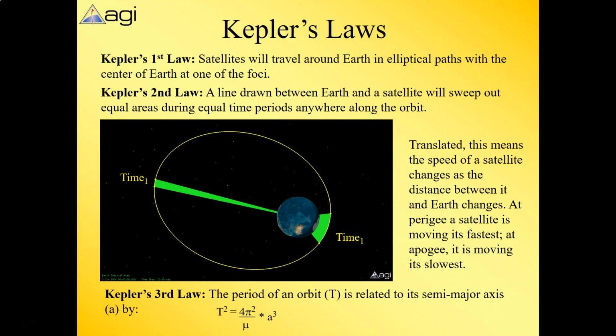Remember, we said if we can rearrange this, we'd get it. The period of an orbit, T, is related to how far it is, the semi-major axis. So how big it is, the size of my ellipse. T squared is equal to 4 times pi squared over mu times a cubed. The only thing that changes here, the only variable when we're solving for T, is a.